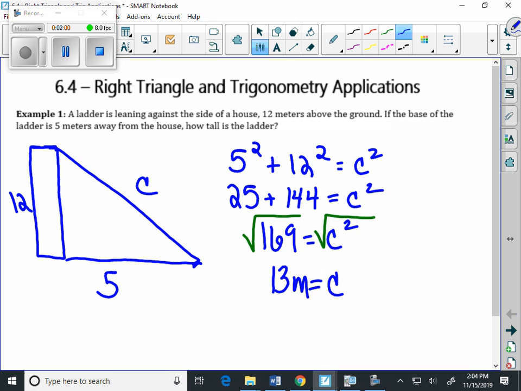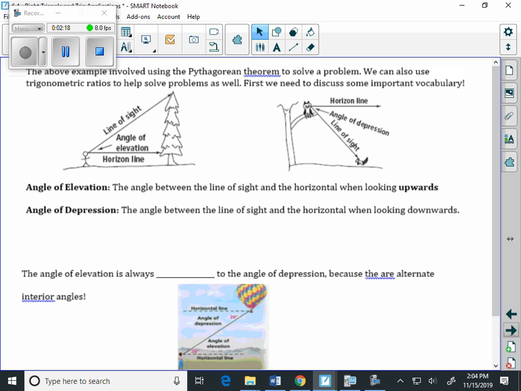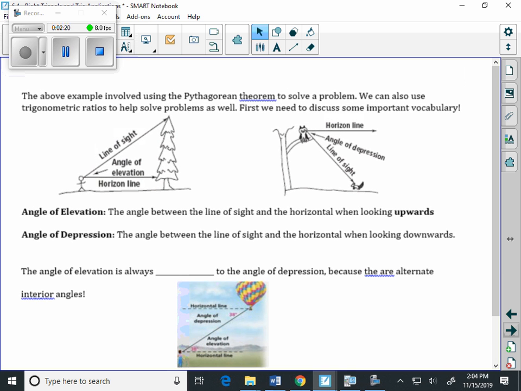The nice part is we were given two sides of a triangle, so we didn't need to use the trigonometry. If we're only given one side of the triangle and an angle, then we're probably going to have to use sine, cosine, and tangent to help us find what we need to find. And the above example involved using the Pythagorean theorem to solve a problem, but we can also use trigonometric ratios to help us solve. First, we need to discuss a little bit of vocabulary.